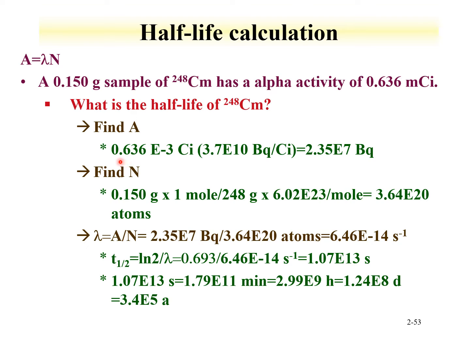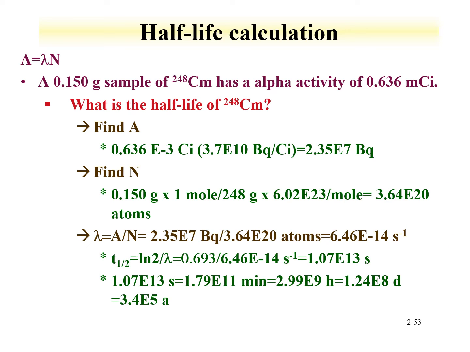So 0.636 times 10 to the minus 3 curies times 3.7 times 10 to the 10th counts per second per curie gives me my activity in counts per second. So 2.35 times 10 to the 7th becquerel. I need to find N. That's pretty straightforward. If I give you the mass and I know the molecular weight of curium-248, I have Avogadro's number. I can get the number of atoms, which is shown here.